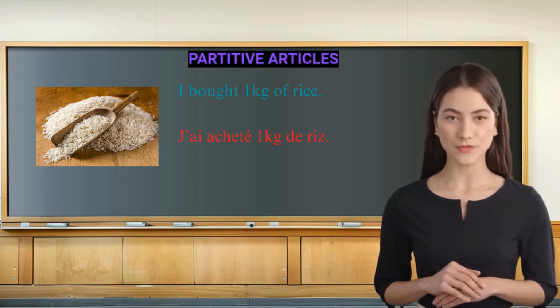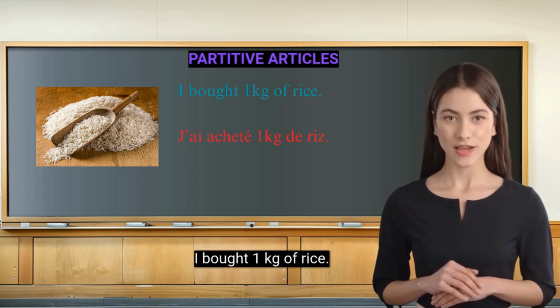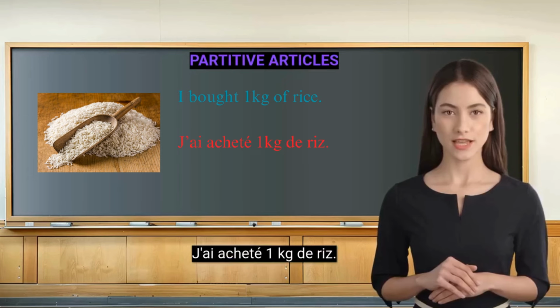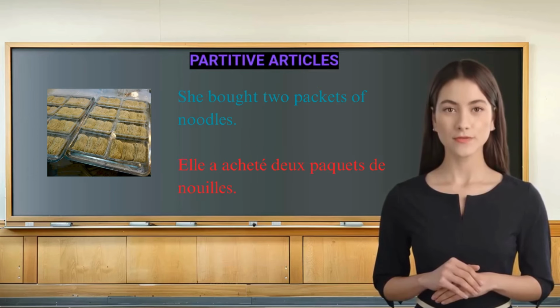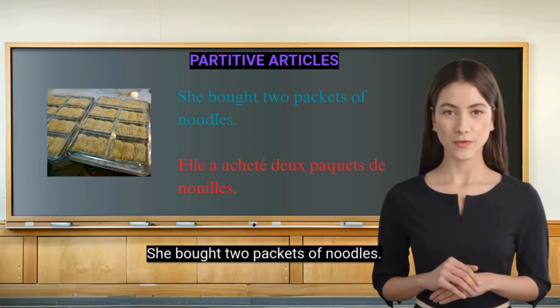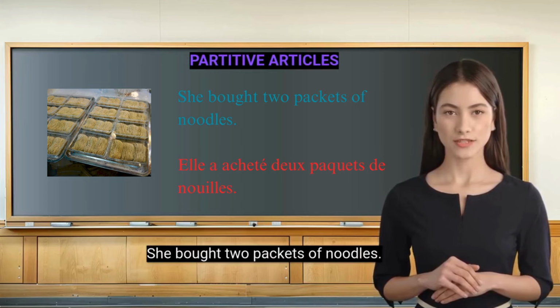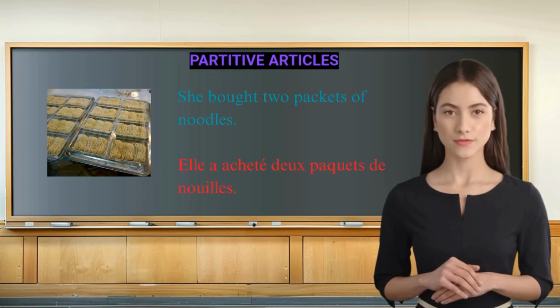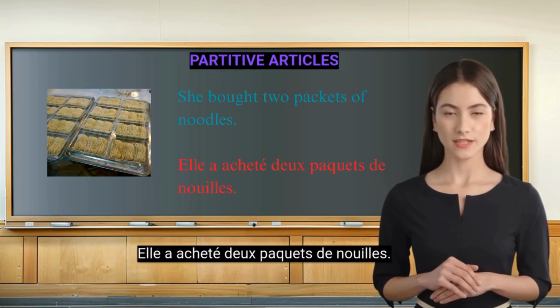Example: I bought 1 kilogram of rice. J'ai acheté 1 kilogramme de riz. She bought 2 packets of noodles. So in French we would say, elle a acheté 2 paquets de nouilles.